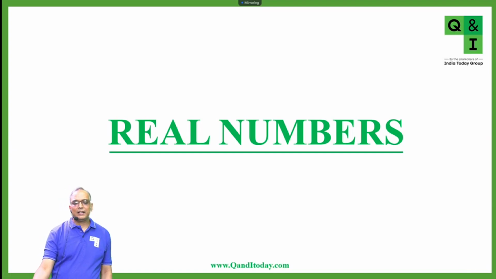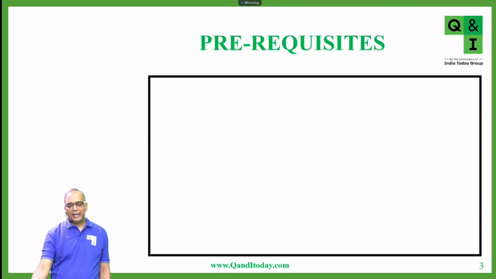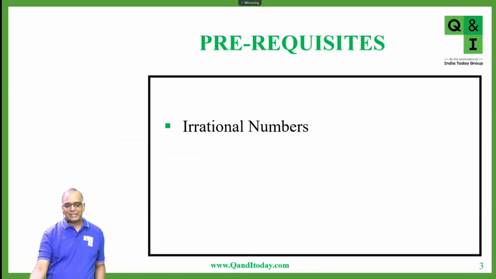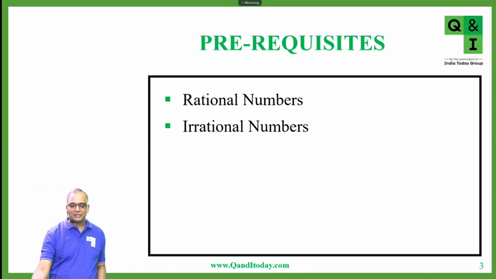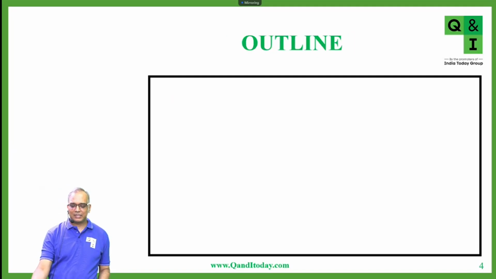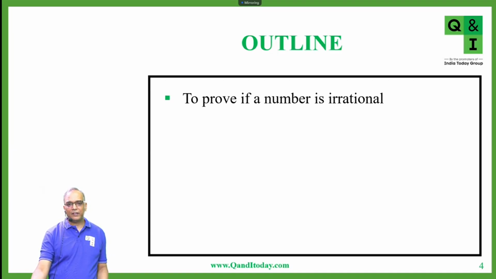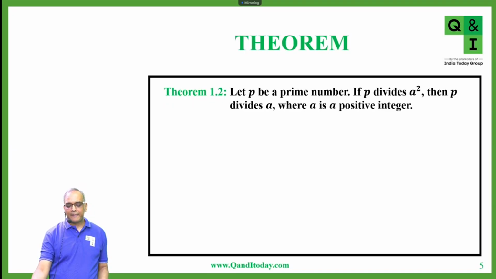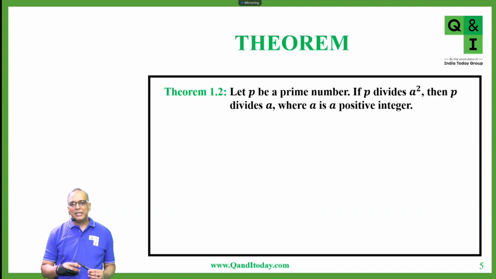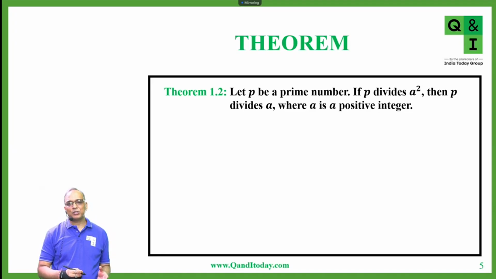So as I said, we are doing real numbers right now. The prerequisite for today's class is to understand what irrational numbers and rational numbers are. In today's class, we'll prove if a number is irrational. We had done some part in the previous class as well. I'll quickly revise the formula from the last class: let P be a prime number, and if P divides A square, then P divides A as well, where A is a positive integer.